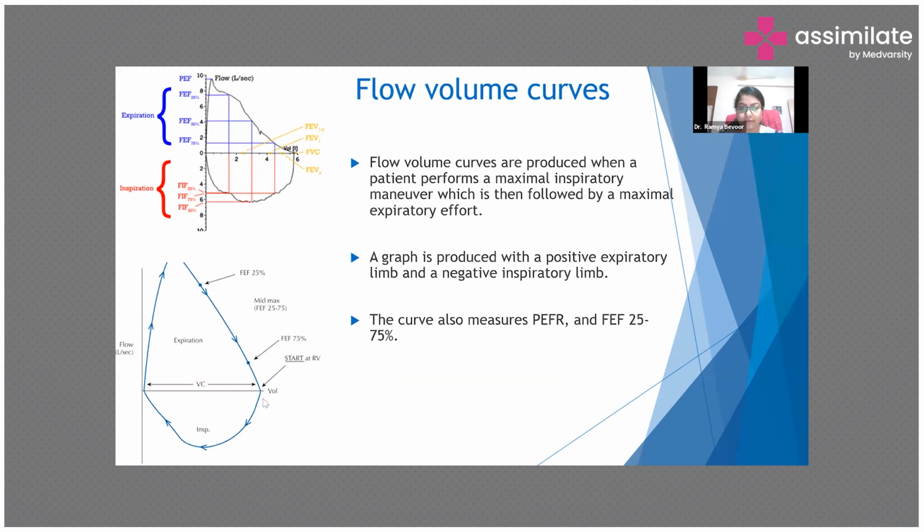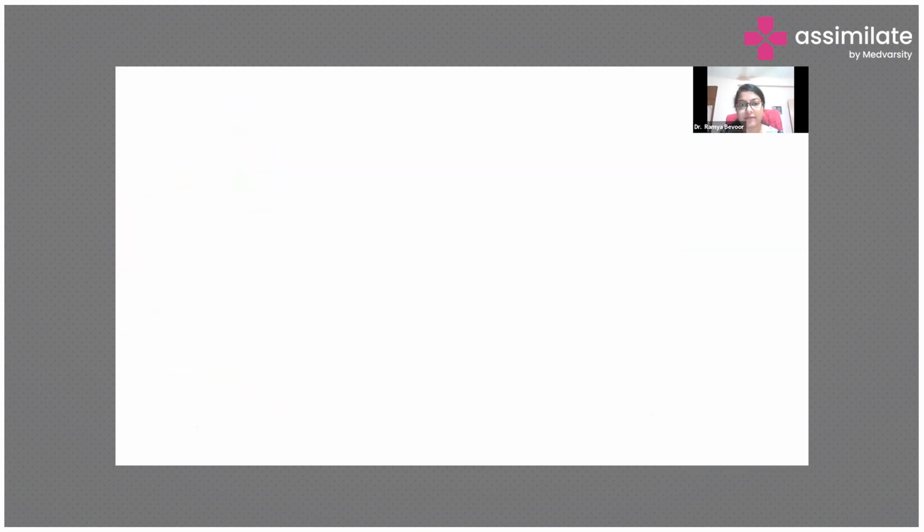The negative limb of this graph, if you can look at it, is the inspiratory limb. So this is the inspiratory limb, if you all can see, and this is the expiratory limb. This is what we see. And when you're expiring, there is an FEV1 and then FEF 25% and 75% as well. So a graph is produced with a positive expiratory limb and a negative inspiratory limb, and it also measures the peak expiratory flow rate at FEF 25 to 75%.